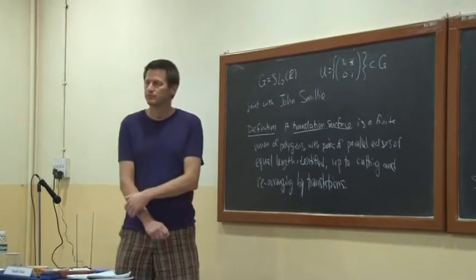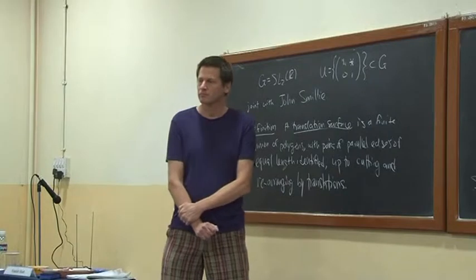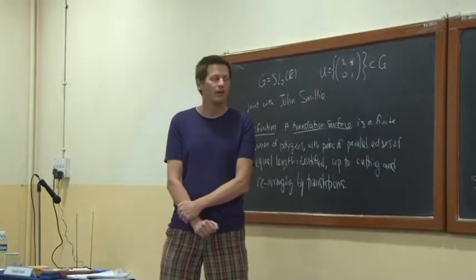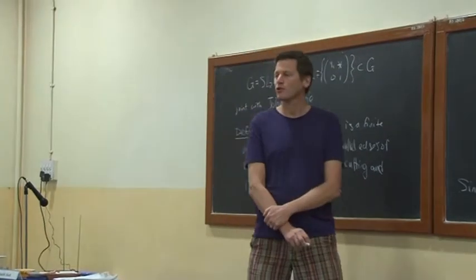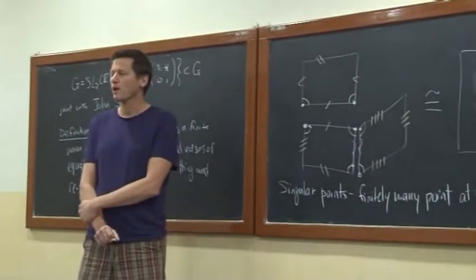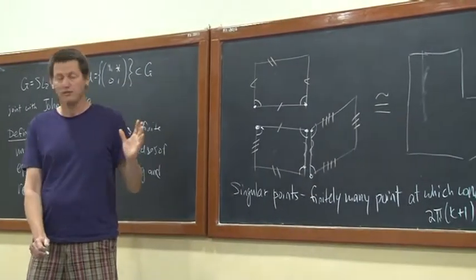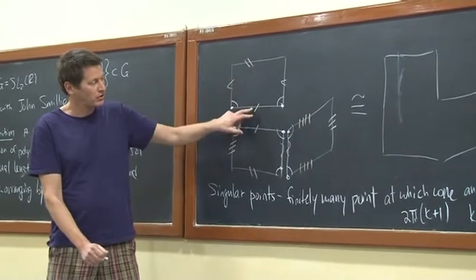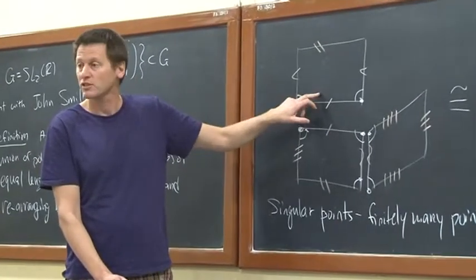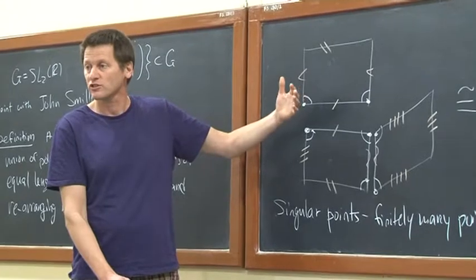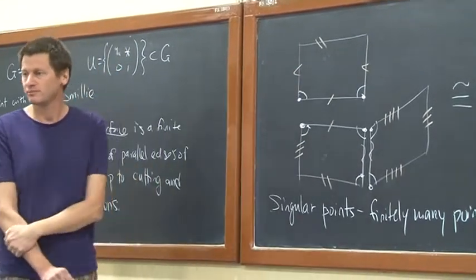So every edge must be identified with precisely one other edge. Every edge must have exactly one edge to pair with, and the identification must be given. So, for example, in this picture, these two edges are parallel, and these two edges are parallel. Part of the structure is to say what the identification is.